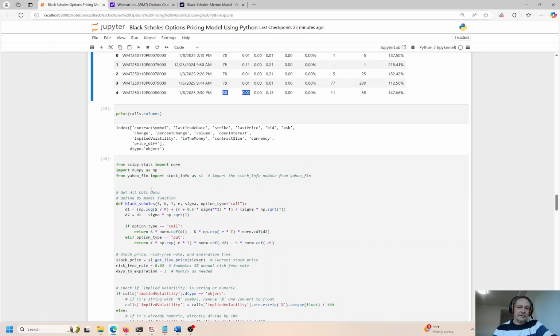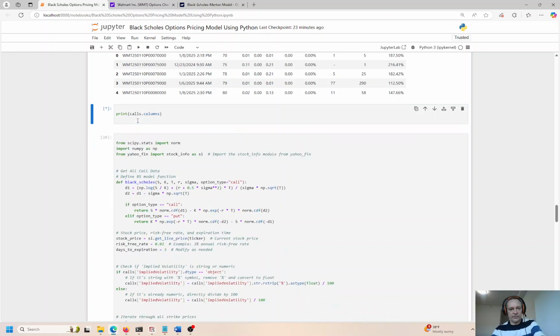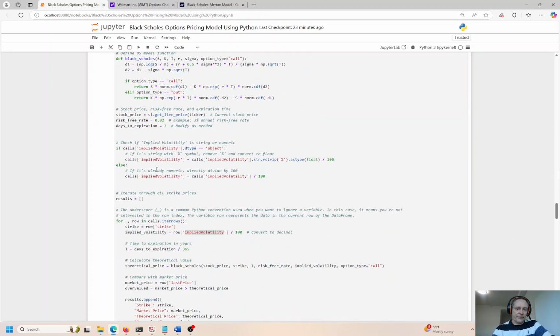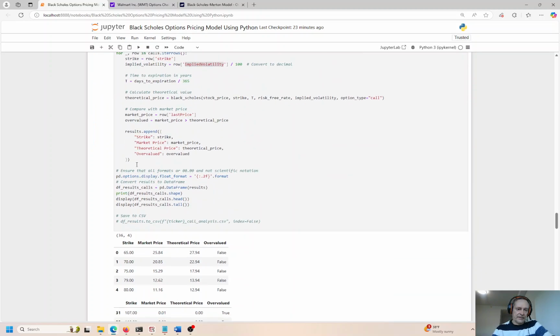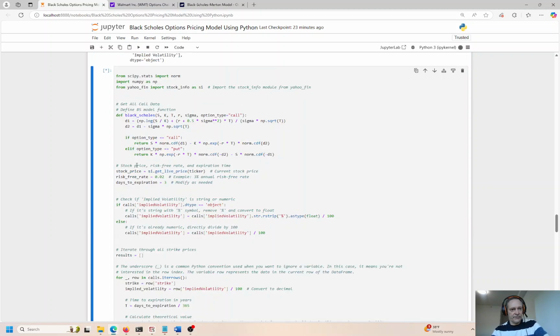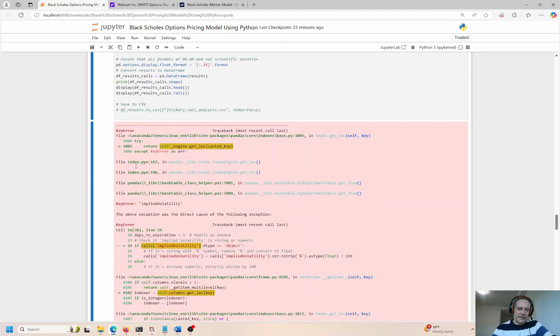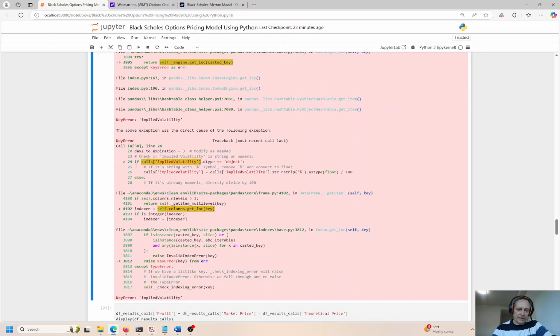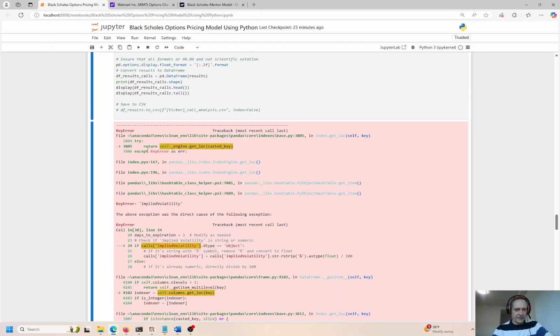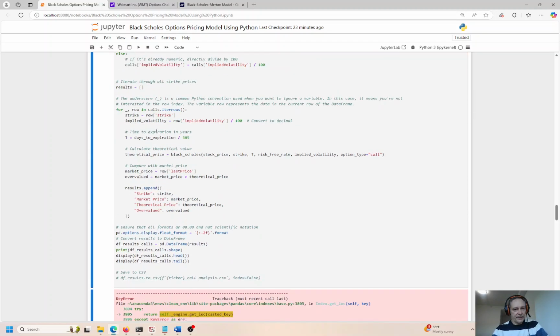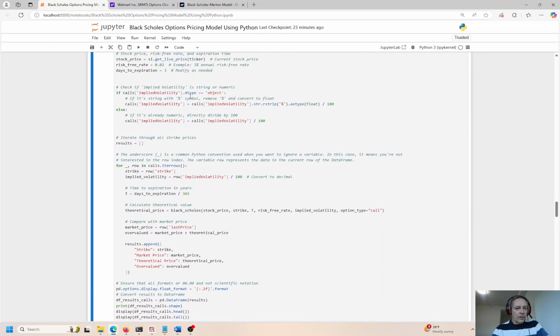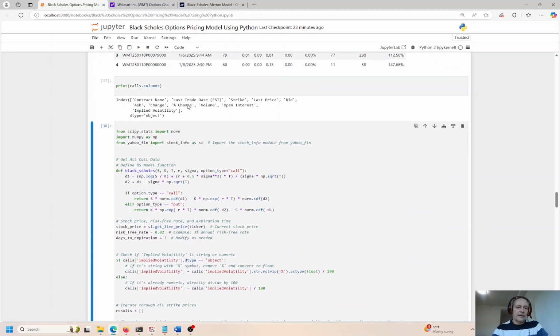Okay, and then the next step, let me refresh this. This is going to show me the names of all the columns. The next step, I believe, is calculating the over and undervalued valuations for each of these call options. So what happened here? Column get low key implied volatility. Okay, so why would that be? Call implied volatility?